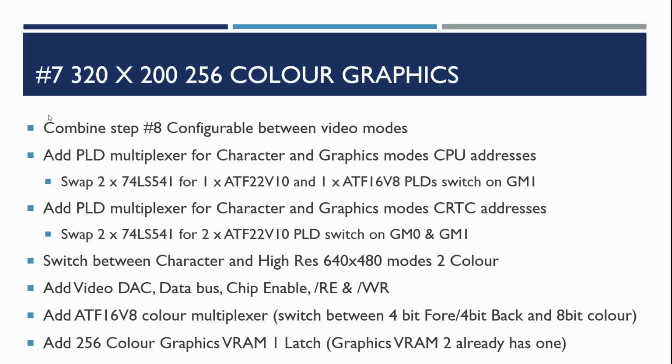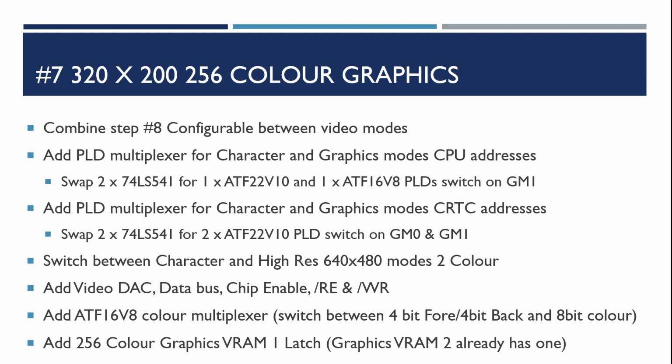Okay, so we've done most of the step 8 that we need to do here. So we've added our programmable logic device multiplexers for both the character and graphics modes, both the CPU addresses and the CRTC addresses. And we've been largely able to switch between character mode and high-res mode. There was one bit of manual configuration to do with the color latch signal that I'll do some work on, and I'll update the schematics.